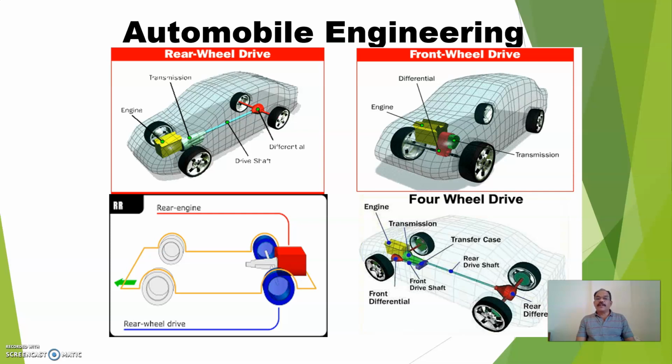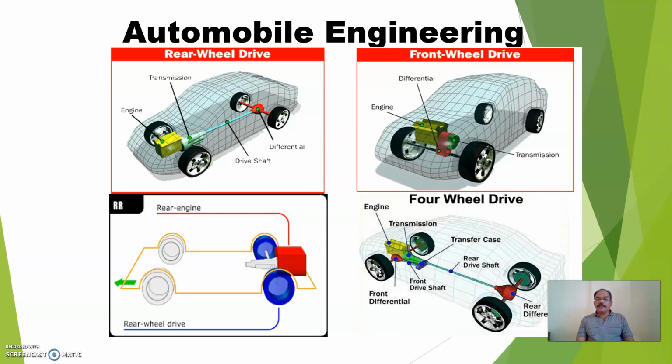Another type is front wheel drive, where the engine and transmission are both on the front side, so it is called front wheel drive. All the four-wheelers you see running on the road are of front wheel drive, where the engine is on the front side and the drive is also on the front side, and the transmission is called a transaxle drive.